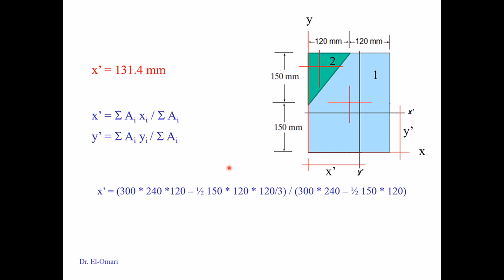Followed is finding the location of the x-axis by finding that y prime. It is exactly the same, but now we will have to multiply by the vertical distance between its own x-axis and the reference axis.